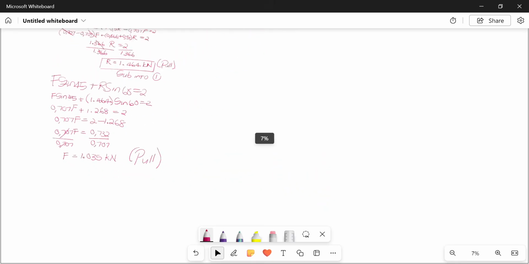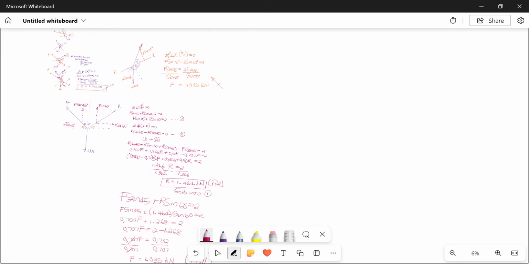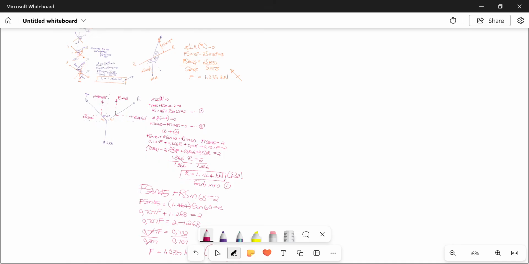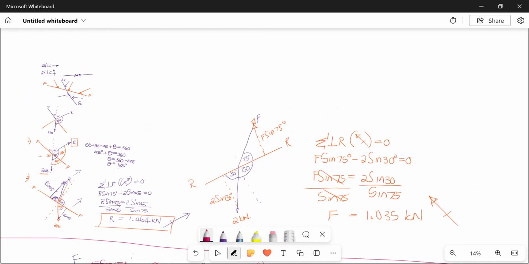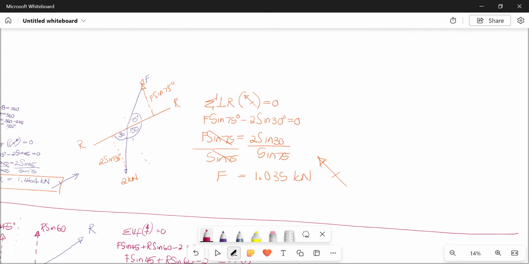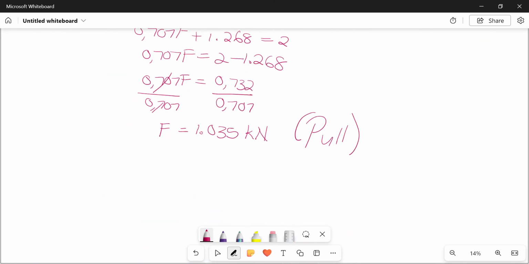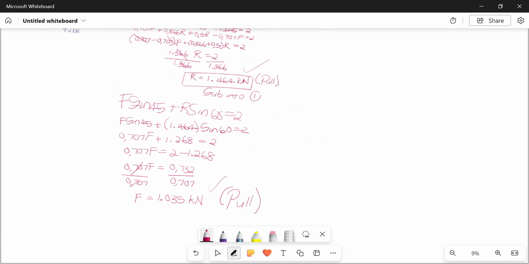I just wanted us to compare and see if by any chance we get the same answers. Remember this is where today's method started. From the graphical method that we adopted previously, by taking F as the baseline, we got R as 1.464. That's exactly what we got on here. And using R as our baseline, we got 1.035, which is exactly what we got here. So we can confirm by looking at this that whichever method works best for you, potato, potato.